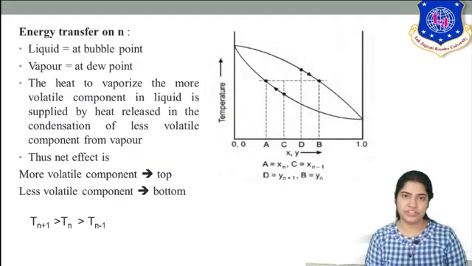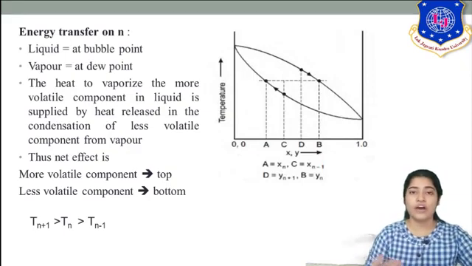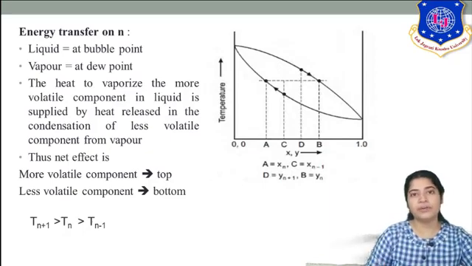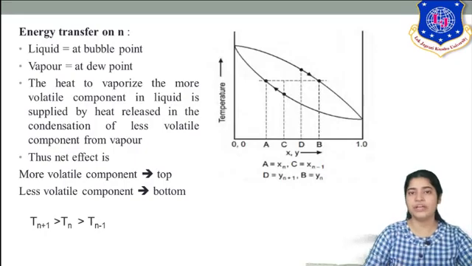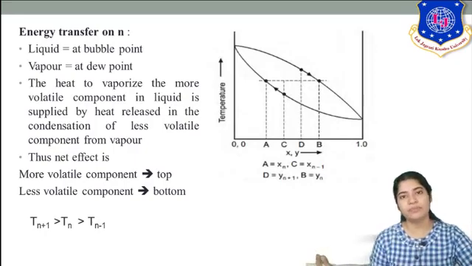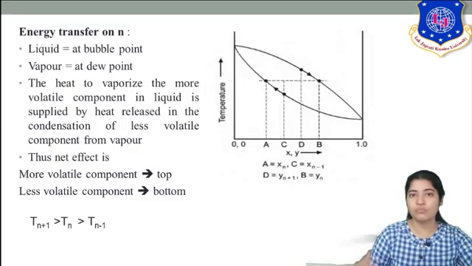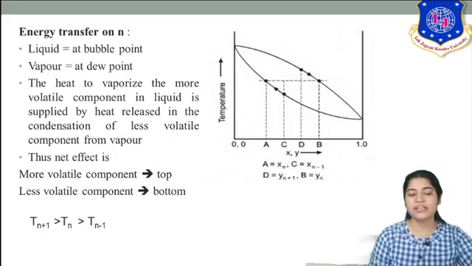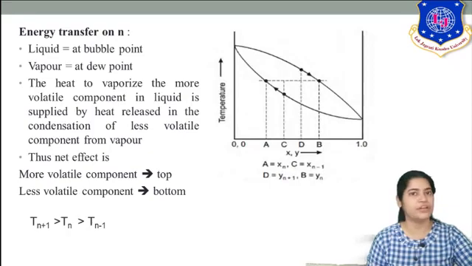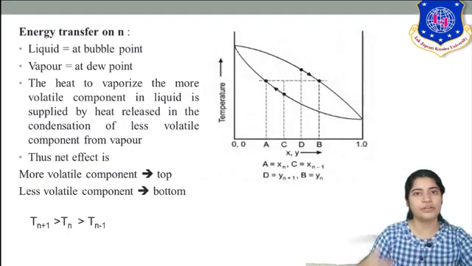Now talking about energy transfer. Your liquid is at bubble point, whereas your vapor is at dew point. So how does energy transfer occur? The heat to vaporize the liquid: if I have to vaporize 1 mole of liquid, then correspondingly 1 mole of my vapor will condense. That way energy transfer occurs. So the heat to vaporize the more volatile component in the liquid is supplied by the heat released in the condensation of the less volatile component from the vapor. The less volatile component always comes to the bottom and your more volatile component goes on top.